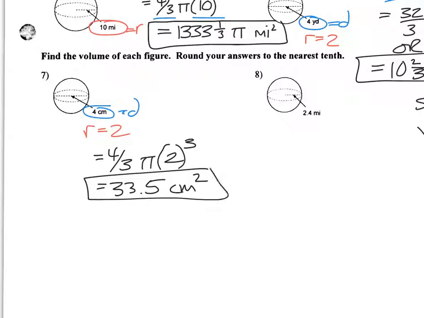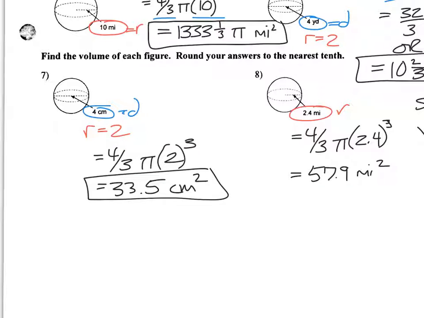The next one, that is the radius. So it's 4/3 pi 2.4 cubed. It's a bad 3. There we go. So again, type all that in, and I get 57.9 miles squared.